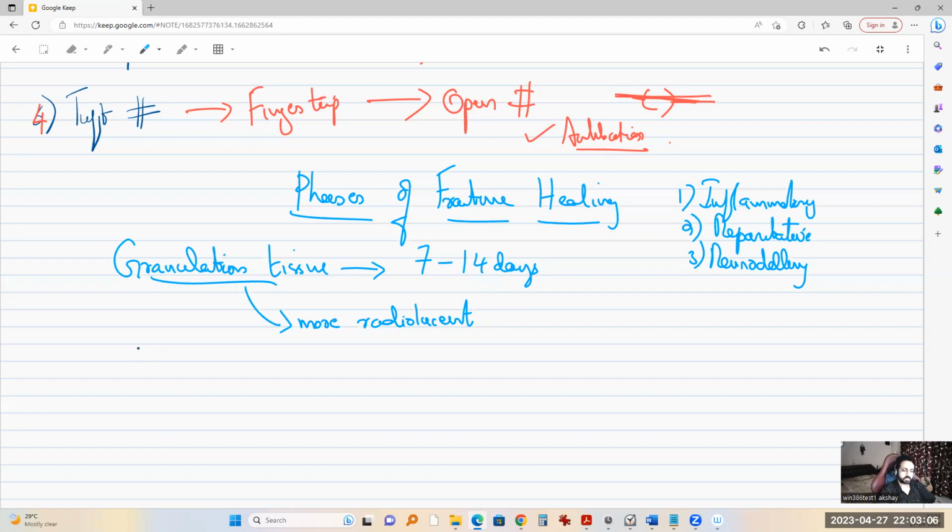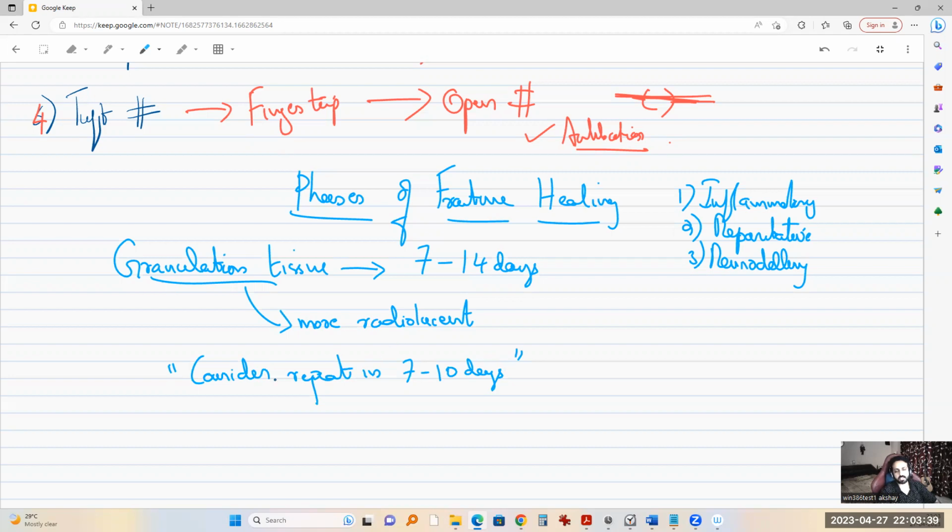So this is why many times we see radiologists giving in their reports, if they don't see any fracture, a disclaimer below, mentioning consider repeat in 7 to 10 days or 7 to 14 days. So this is the reason.